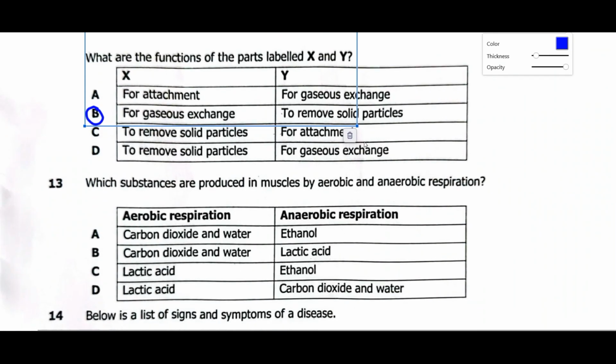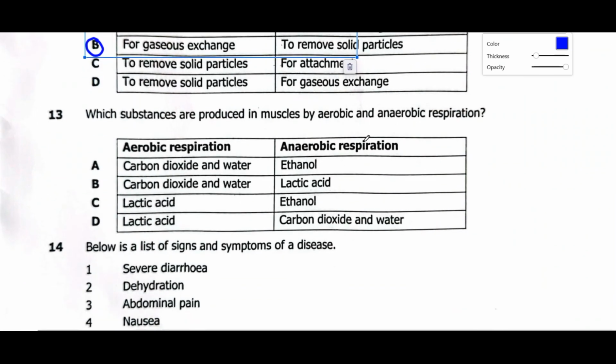Move on to question 13. Which substances are produced in muscles by aerobic and anaerobic respiration? Aerobic respiration occurs in the presence of oxygen and gives us the products carbon dioxide and water. Anaerobic respiration occurs in the absence of oxygen and therefore gives us lactic acid, since we are looking at the muscles. So the answer is B.